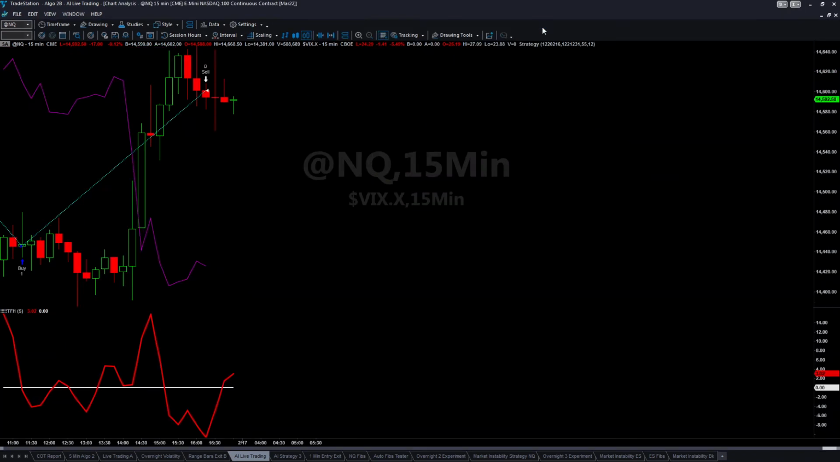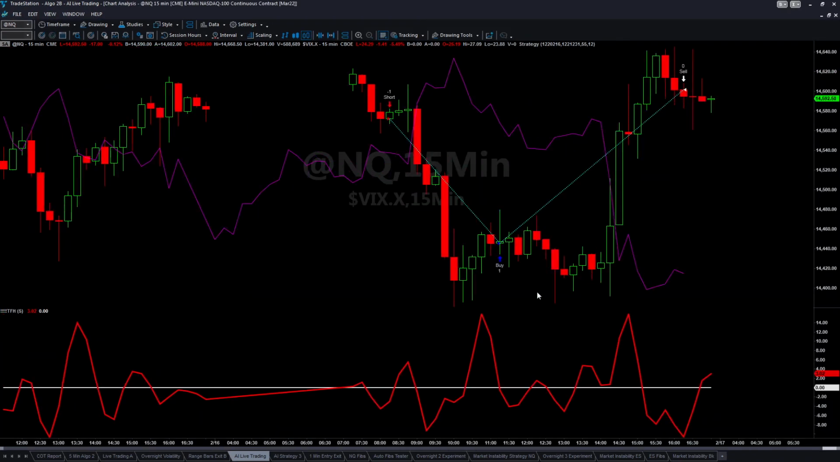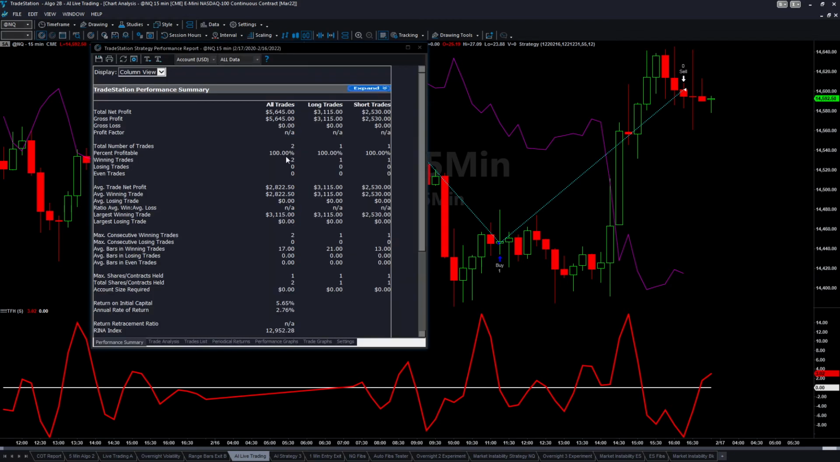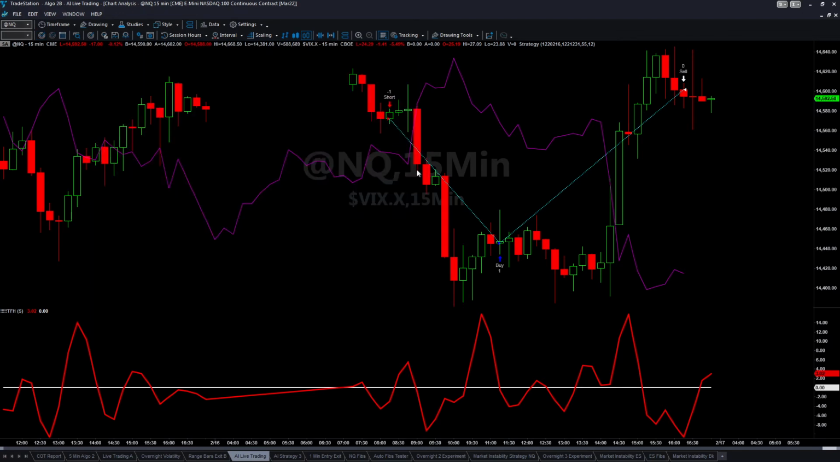Now, as far as the AI-powered algos, guys, we had a couple. Here's one of them right here. This one was a huge winner today. This one being 100% accurate over 2 trades, netted around $5,645 had you taken the trade from inception to the very end right here. Okay, so this is algo strategy number 2.